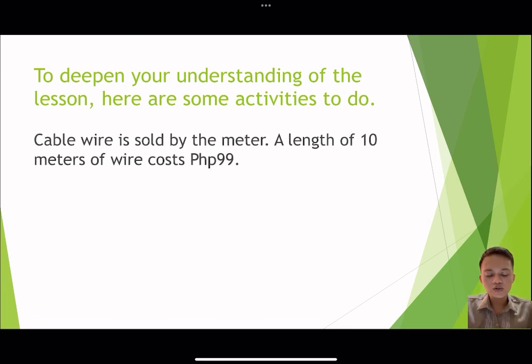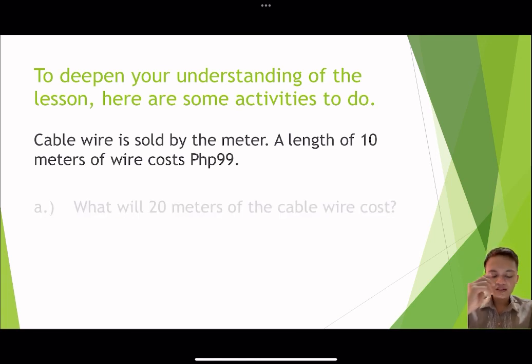Cable wire is sold by the meter. A length of 10 meters of wire cost 99 pesos. So, pinagbibili daw yung wire by meter at yung 10 meters ay nagkakahalaga ng 99 pesos. What will 20 meters of the cable wire cost? What will 50 meters of the cable wire cost? What will 80 meters of the cable wire cost? And what length of the cable wire can be bought for 495 pesos?